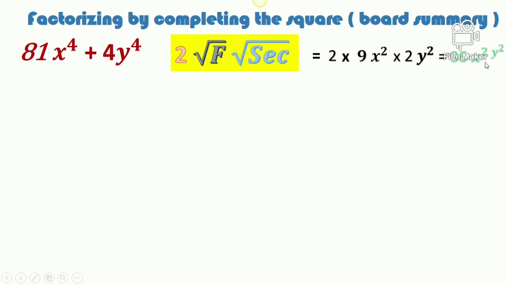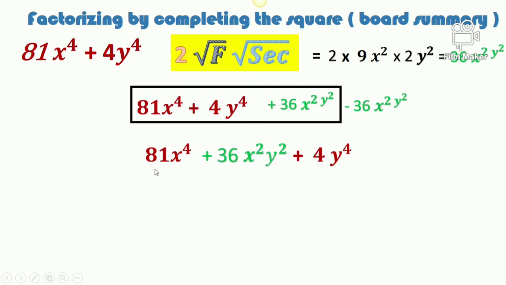The second step: write your expression, then write this term positive and negative. Have a look at this term and rearrange it. It will be a perfect square. So write a bracket, then the root of the first, 81, will be 9x power 2, then the root of the second, all in a bracket power 2.